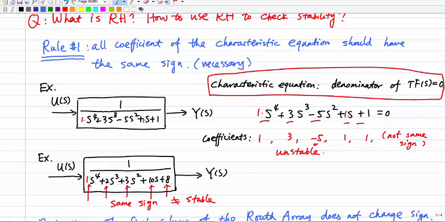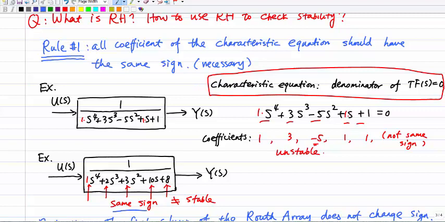So I must have this one. They must have the same sign. But even if they have the same sign, they're not stable, right? Because otherwise it doesn't make sense, right? Because you have more positive, a positive sign that's not stable, right? So this is necessary, which means even if the coefficients of the characteristic equation do have the same sign, in this case for the second case, the same sign because they're all positive, it doesn't mean they are stable.